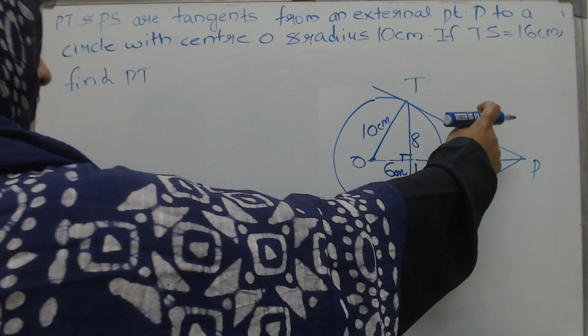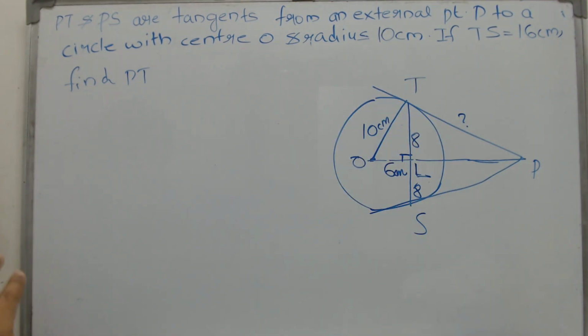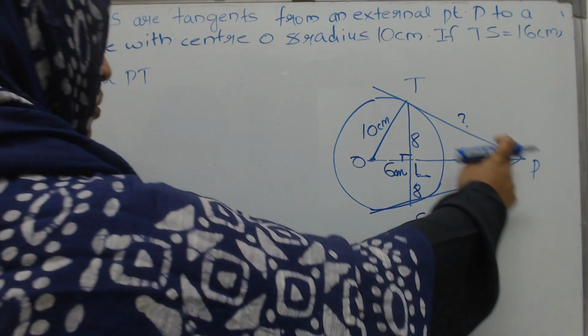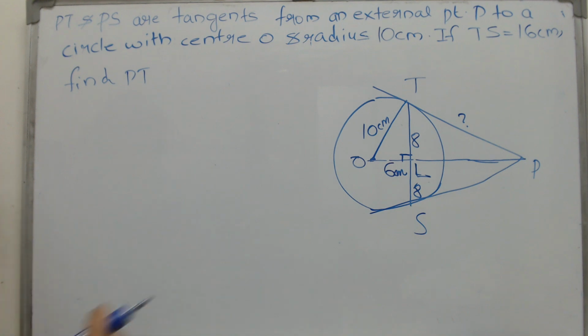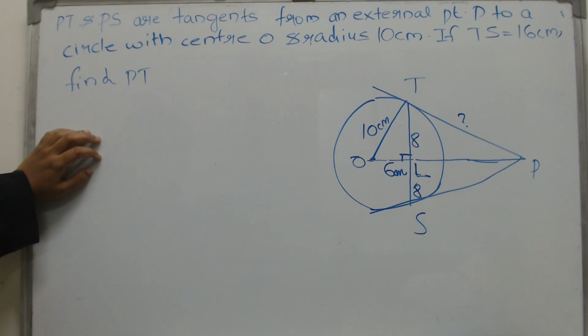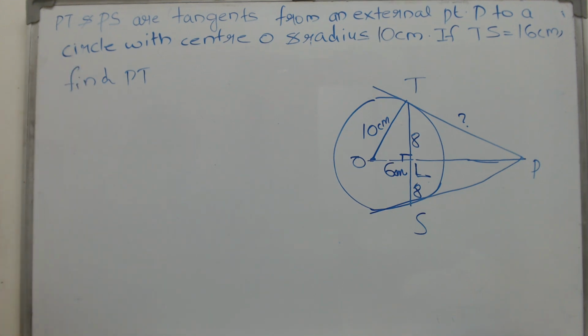Now, how do we find this PT? You see, there is more than one unknown. We don't know what PT is. We don't know what PL is. Now, can you tell me of any method in maths where we can find more than one unknown? What about ratios? And where do you get these ratios from? From similarity of triangles.